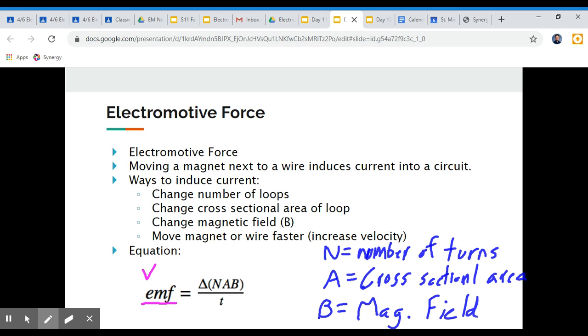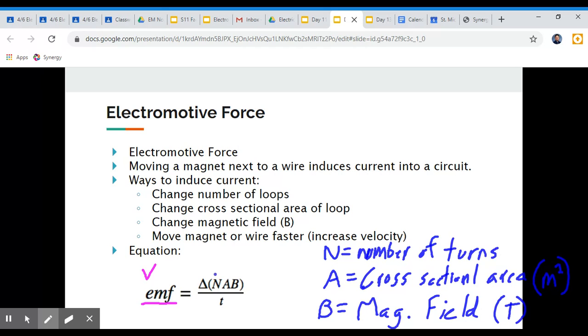Magnetic field, and remember that is just measured in Teslas. Oh, sorry, I forgot to say, with cross-sectional area, that is going to be measured in meters squared. Has to be in meters squared. If you're ever given centimeters or anything like that, you have to convert it to meters first before you find that cross-sectional area. Okay, and then we are dividing that by time.